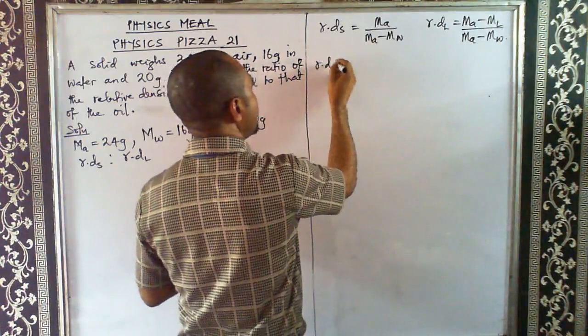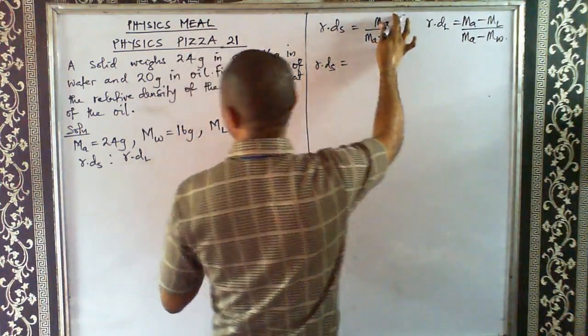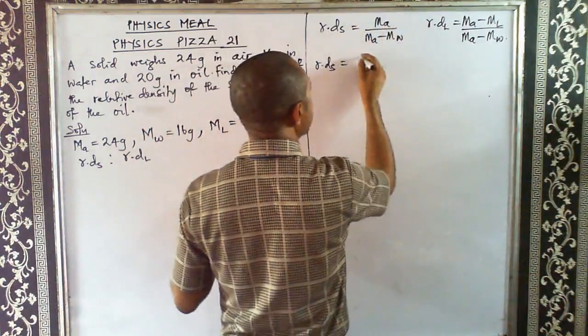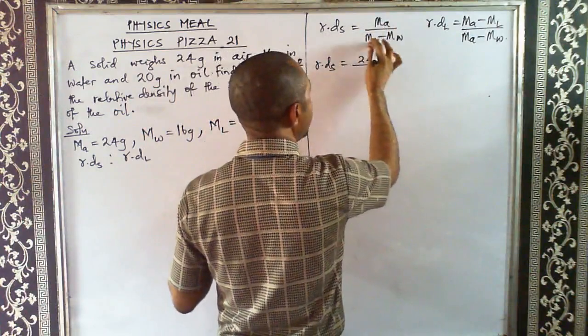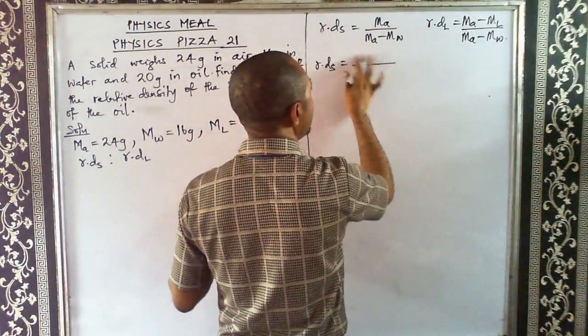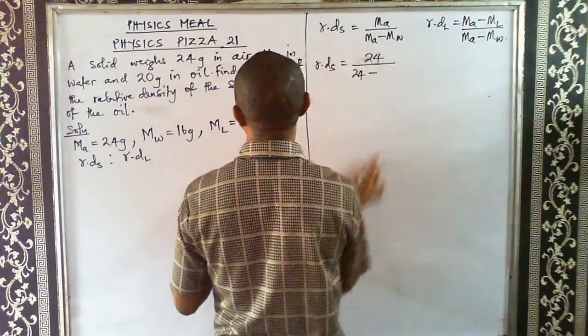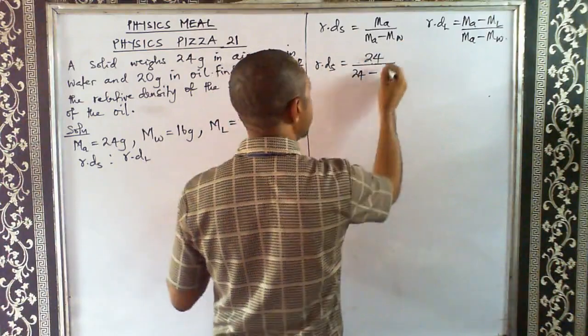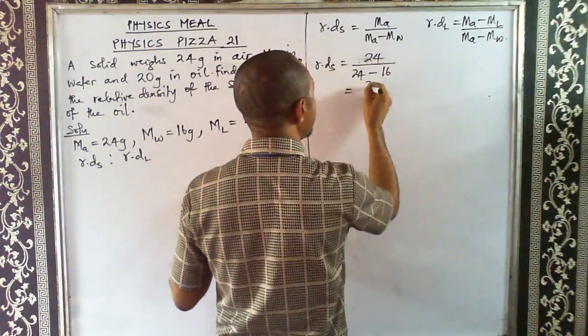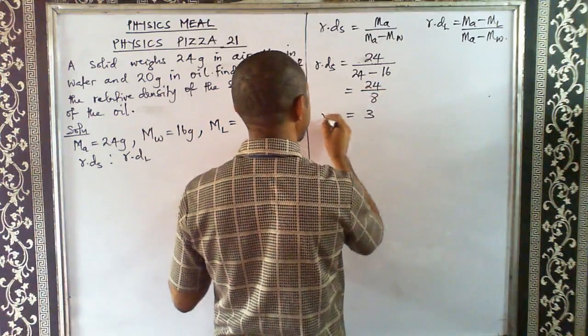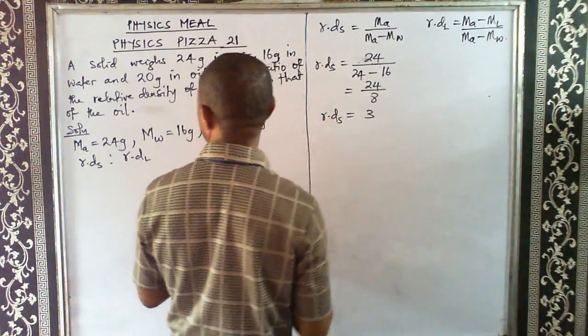So if we do that, relative density of this solid: the mass of the solid in air is 24, over mass of the solid in air, still 24, minus mass of the solid in water, 16. So we are left with 24 over 8. That will give me 3. That's the relative density of the solid.